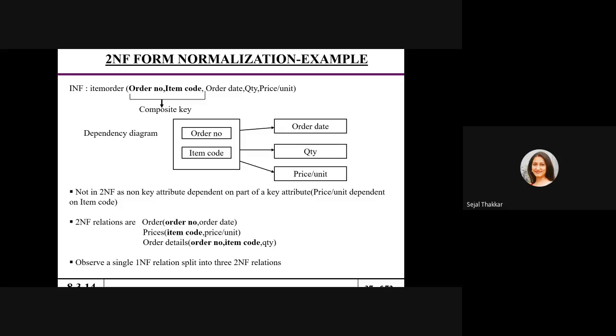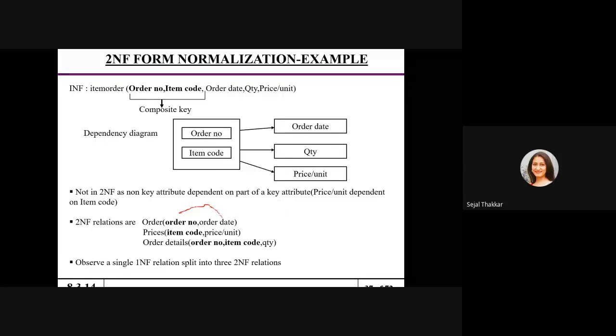So this table is not in second normal form because a non-key attribute depends on part of the key attribute. Price and unit depend on item code only. So for second normal form, I'm dividing this relation into three tables. The order table consists of order number and order date. So I can say that order date functionally depends on order number.